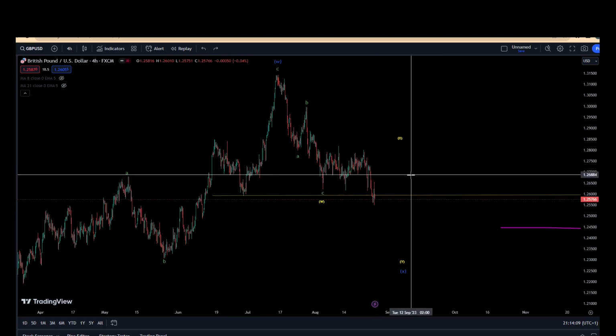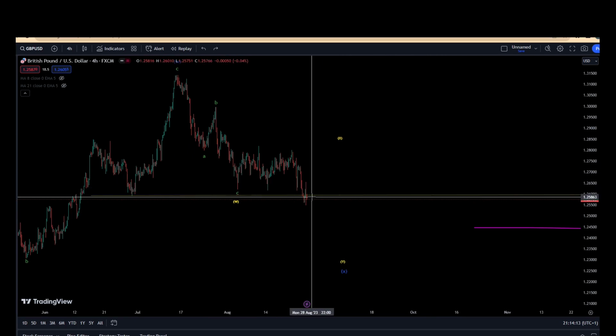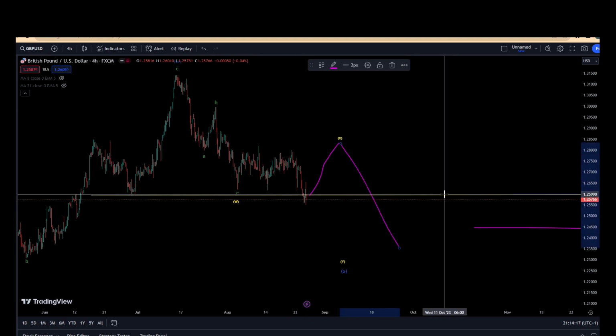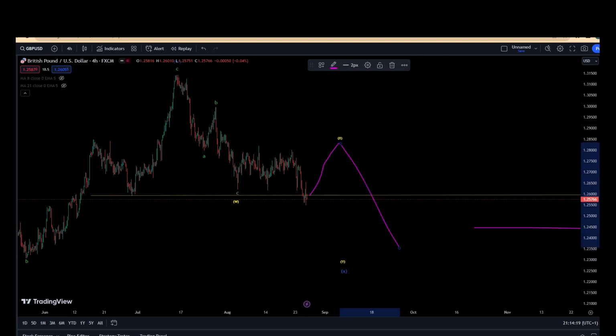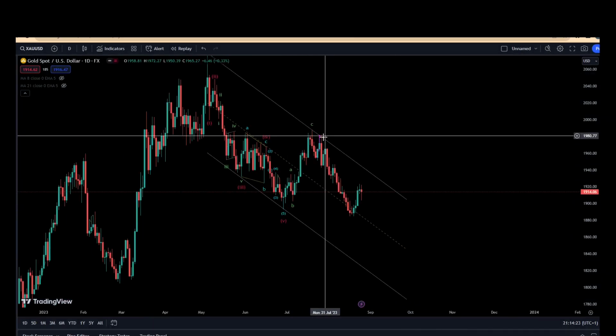For me, it's not necessarily cleared up. I haven't got any good entries as of yet, so I'm just going to keep waiting until I get a bit more of a pullback coming in before I can take a nice short, if that makes sense. So that's cable. Let's go on to gold. Gold has been moving quite nicely in our favor.